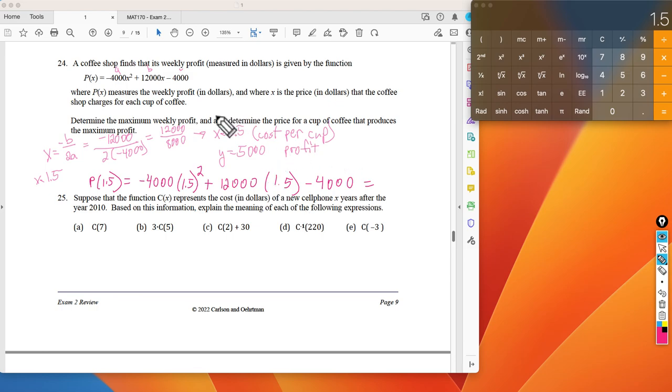So two ways: analytically finding the x-coordinate of the vertex and plugging in to get the y-coordinate of the vertex, or doing it all graphically. But both of them have their difficulties, right? You have to go through and do the calculations. With the graph, you had to find the right window so that you could see what was going on. So that's that one.